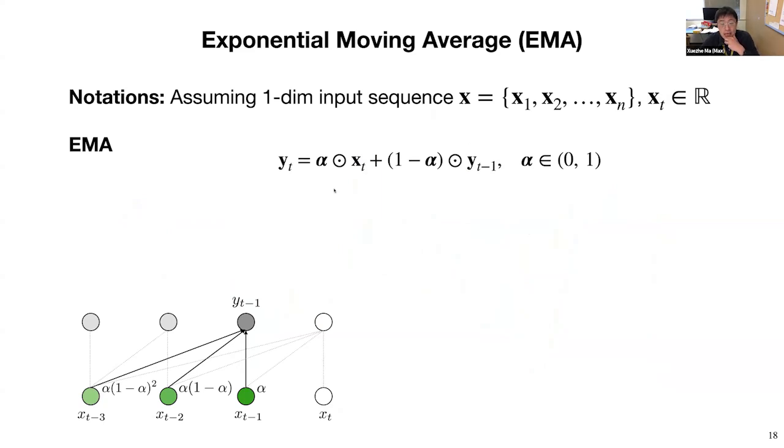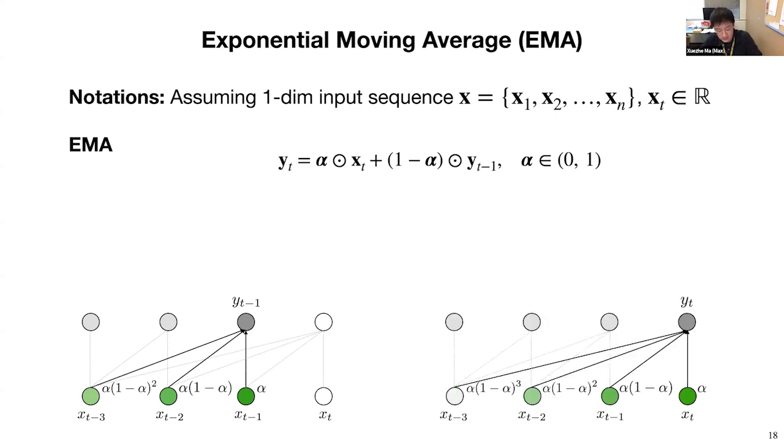So basically, EMA is just a weighted sum of the signal. Suppose we have our input, which is a one-dimensional sequence from x1 to xn. Then at each step t, we use a decay factor alpha to sum over the current input xt and the previous hidden state at t minus 1. Our decay factor is in the range from 0 to 1. So this is just a weighted sum, and this is the original form of EMA.